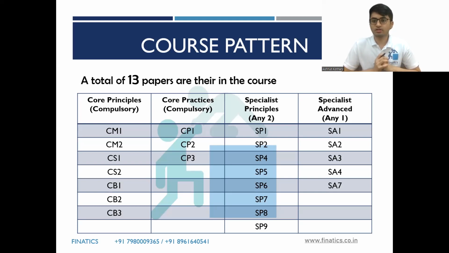So this is how the structure of the course has been divided. The first set of papers, core principles, are the compulsory set of papers. We have 7 papers: CM1, CM2, CS1, CS2. So it is Core Mathematics 1, Core Mathematics 2, Core Statistics 1, Core Statistics 2. CB1 is Core Business 1, Core Business 2, Core Business 3. All these 7 papers are compulsory that a student needs to clear. Then the next 3 papers are core practices, CP1, CP2, CP3. These 3 papers are also compulsory. So the first 10 papers are compulsory in nature.